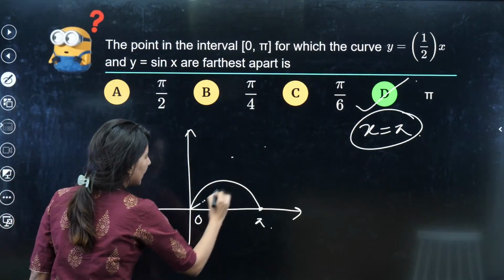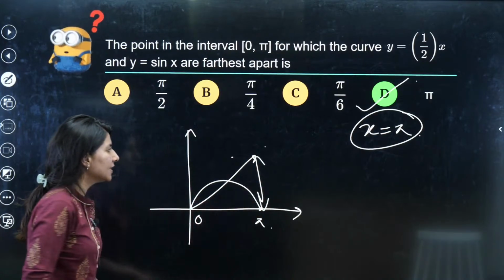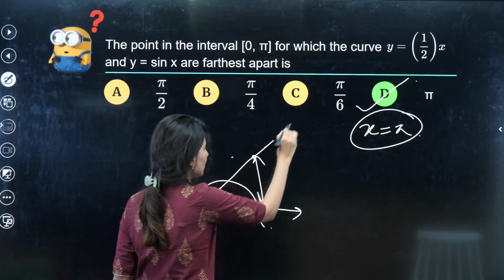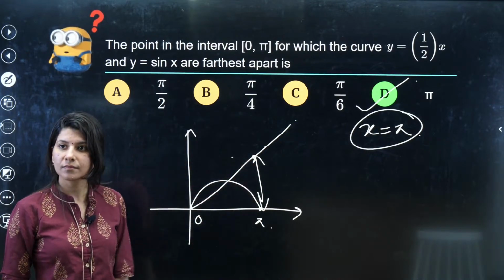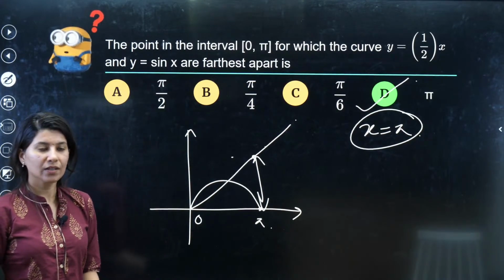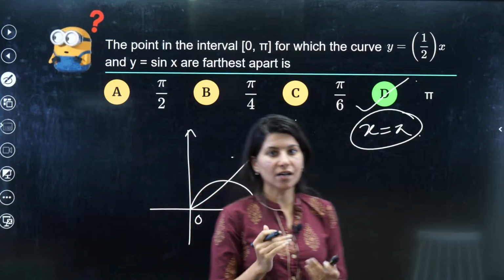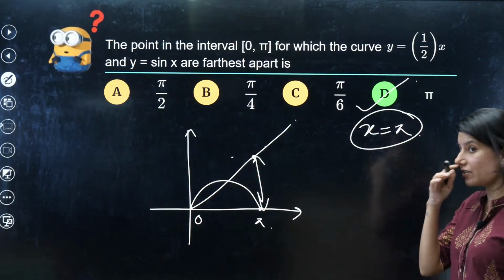It will become 0. So, like this. At x equals pi, we are going to see the maximum difference between these two curves. Okay. The distance between two curves is basically the difference between the y values.